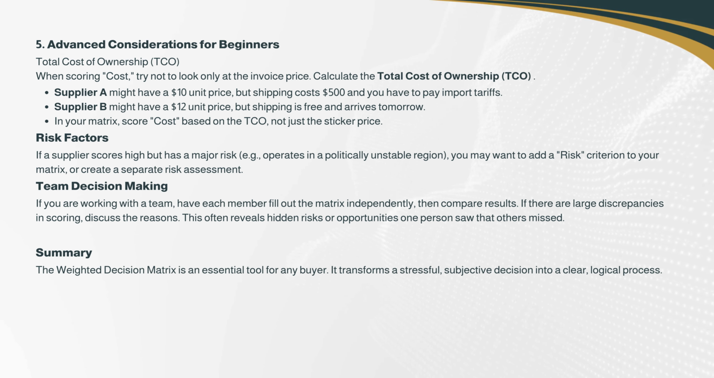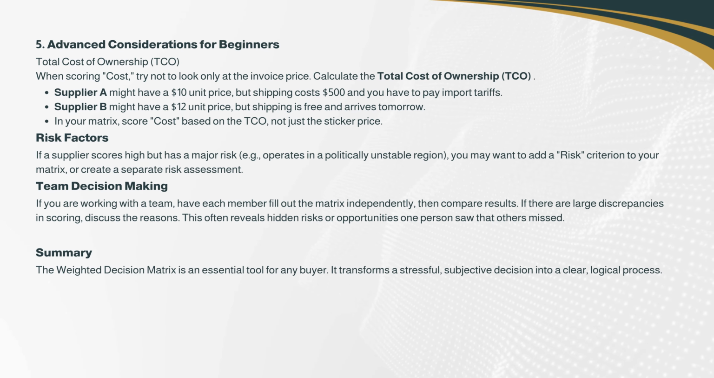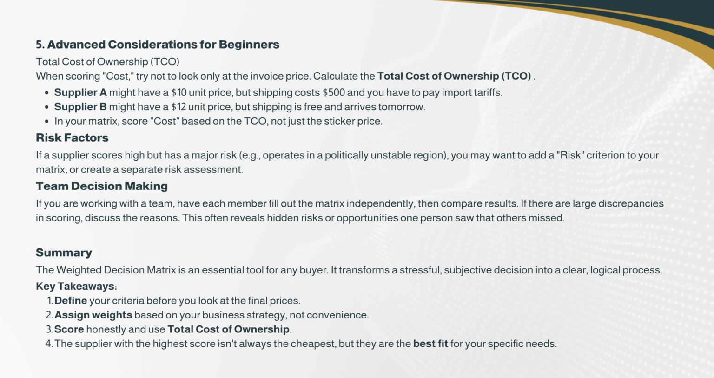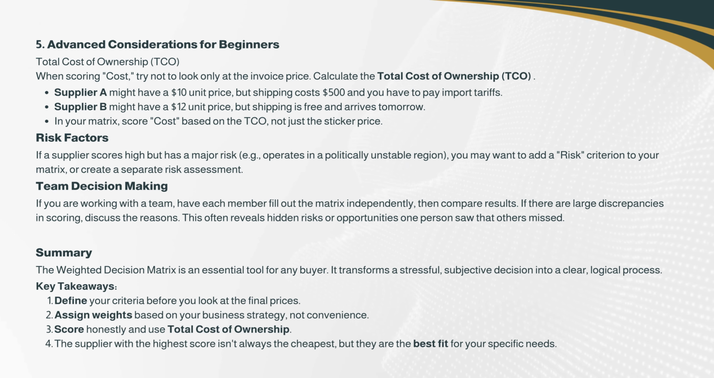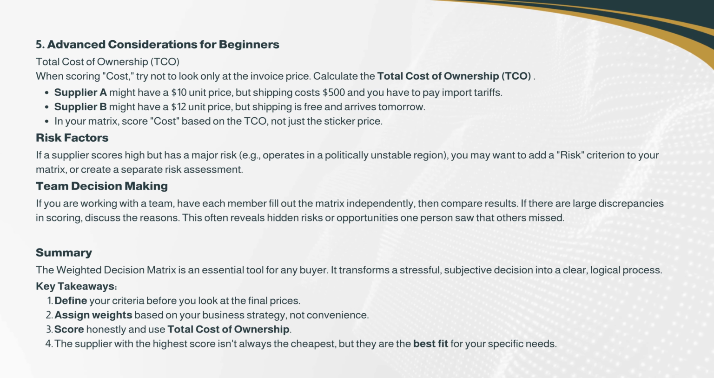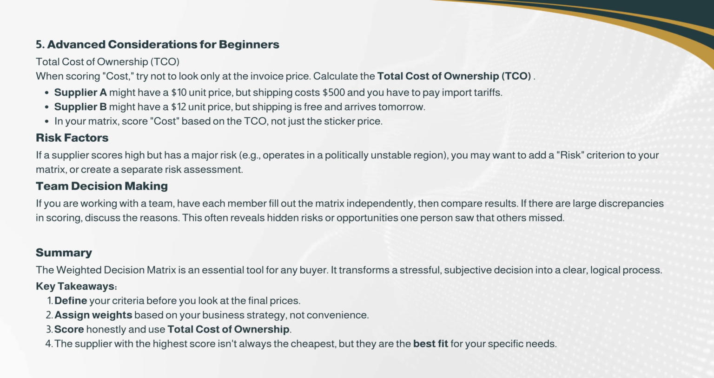Summary. The weighted decision matrix is an essential tool for any buyer. It transforms a stressful, subjective decision into a clear, logical process. Key takeaways. Define your criteria before you look at the final prices. Assign weights based on your business strategy, not convenience. Score honestly and use total cost of ownership. The supplier with the highest score isn't always the cheapest, but they are the best fit for your specific needs.